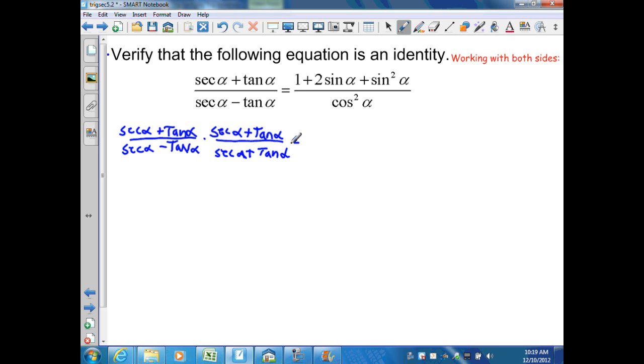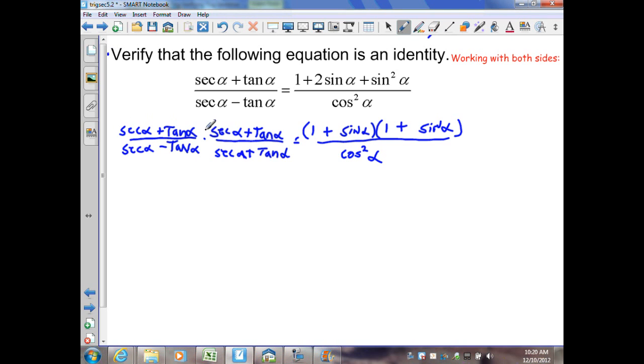On the right side of the equation, I'm going to factor the numerator. And that's going to be 1 and 1 and sine alpha and sine alpha. And when I FOIL, 1 times 1 is 1. Outer sine alpha, combined like terms would give me 2 sine alpha, and sine alpha times sine alpha is sine squared alpha. And this will be plus, plus.